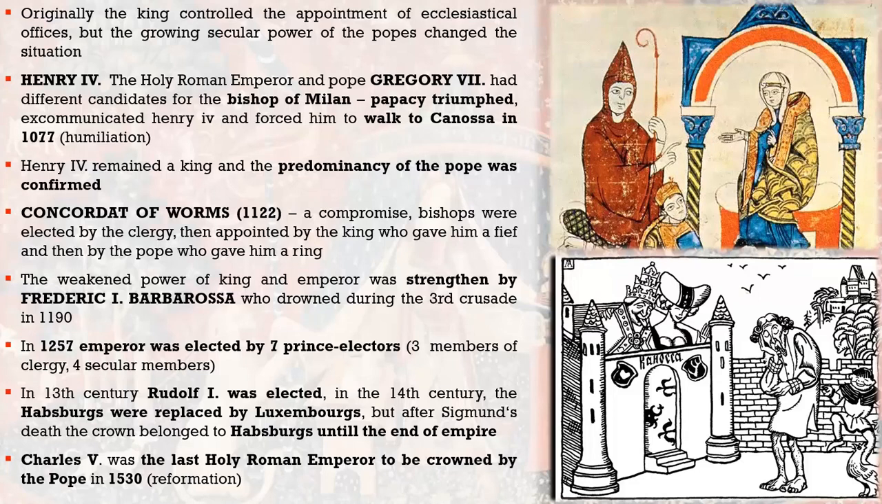emperors were elected by 7 prince-electors. These electors were members of the clergy and secular members. Secular members, there were more of them, so 4 to 3. This is important for me, so you will know that for the test that is really approaching.